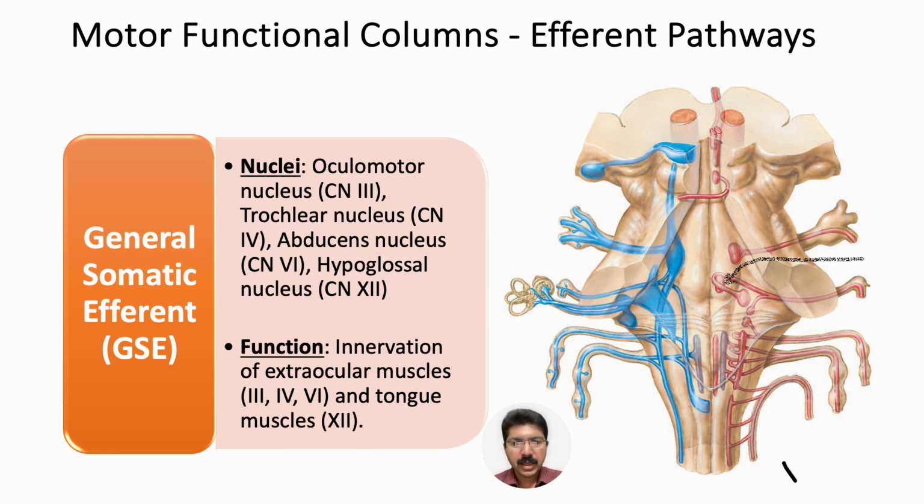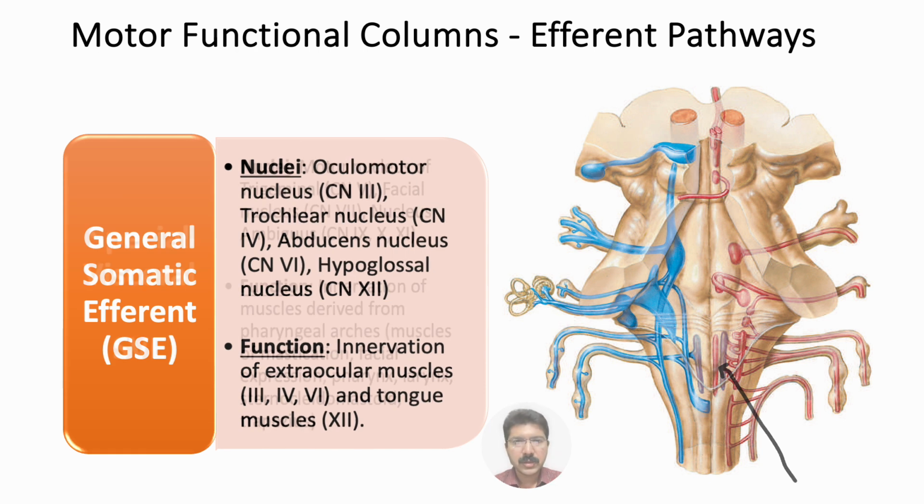And finally, the hypoglossal nucleus, located in the medulla, which innervates the intrinsic and extrinsic muscles of the tongue, controlling its movements for speech and swallowing. So this medial column of general somatic efferent is primarily involved in controlling skeletal muscles derived from somites, specifically those moving the eyes and the tongue, allowing for precise and coordinated movements.